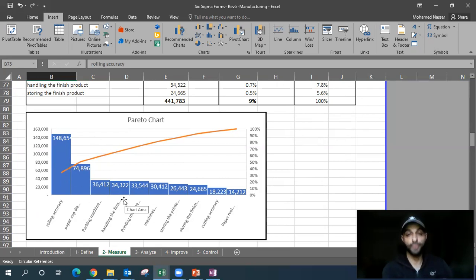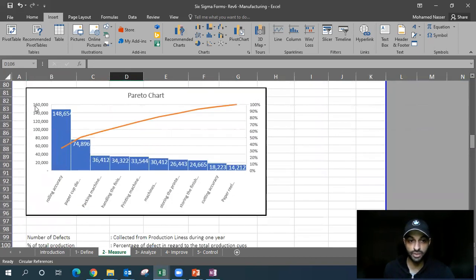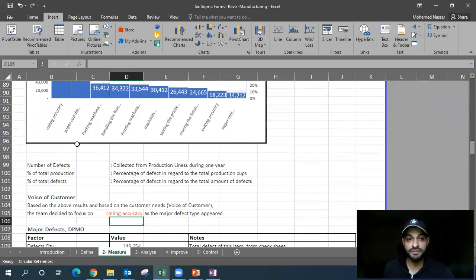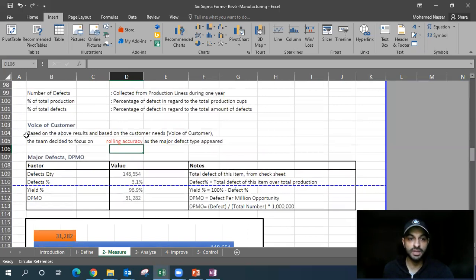And here is the decision point. You decide how many items you need to focus on based on the budget and the time. We decided in this project to focus on one defect, which is the rolling accuracy, which has the majority of our defected items. We decided based on the voice of the customer, and after meeting with the customer, to start working on this defect to eliminate or reduce it.